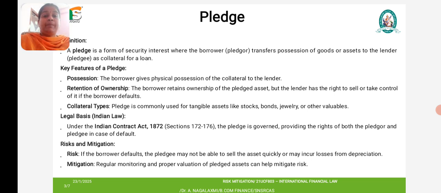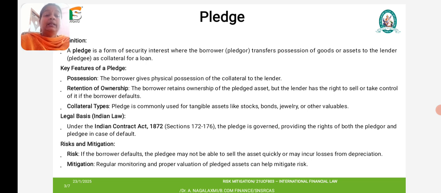Key factors of a pledge: possession. The borrower gives physical possession of the collateral to the lender. Retention of ownership. The borrower retains ownership of the pledged asset, but the lender has a right to sell or to take control of it if the borrower defaults. Collateral type. Pledge is commonly used for tangible assets like stock, bonds, jewelry, or other valuables.